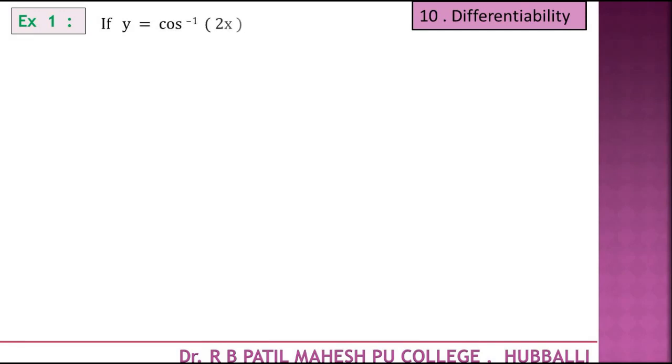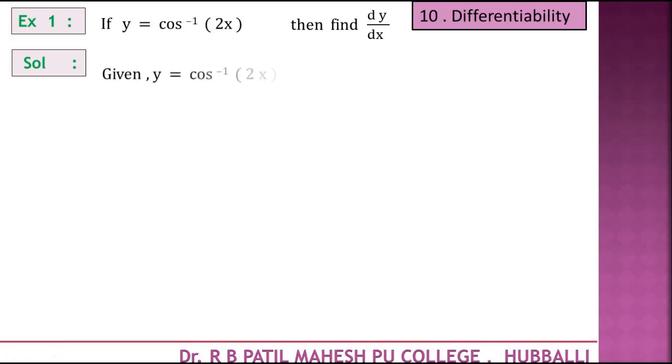If y is equal to cos inverse 2x, then find dy by dx. Now this is an inverse function, but the variable is 2x. It is not x. Then for the derivative, you know the method of writing the answer. First you write the given function: y is equal to cos inverse 2x.